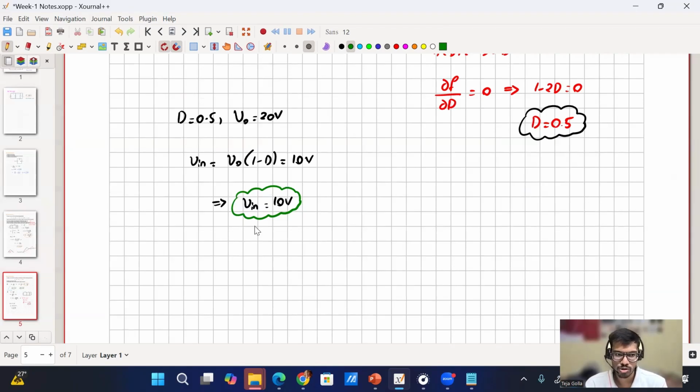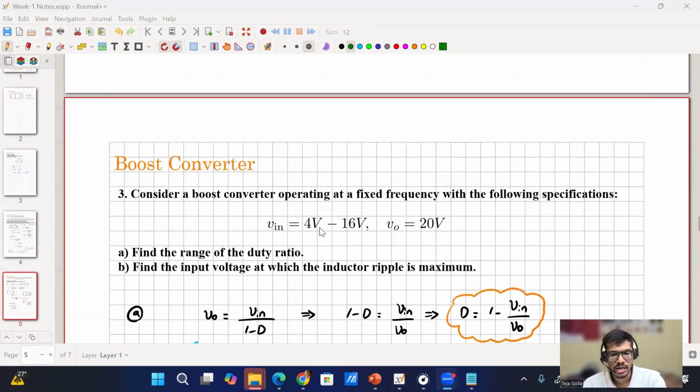But I just wanted to show you by solving, so I have considered these two problems. For a boost converter, whenever the duty ratio is 0.5, we'll have the maximum, irrespective of the input voltage. Here the input voltage range is chosen in such a way that D equal to 0.5 is falling in that range.